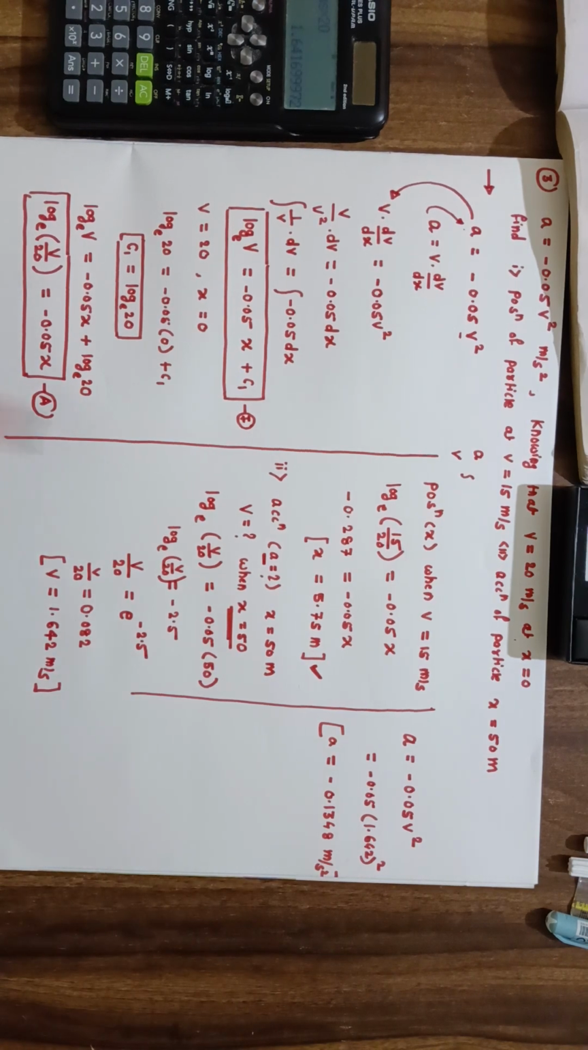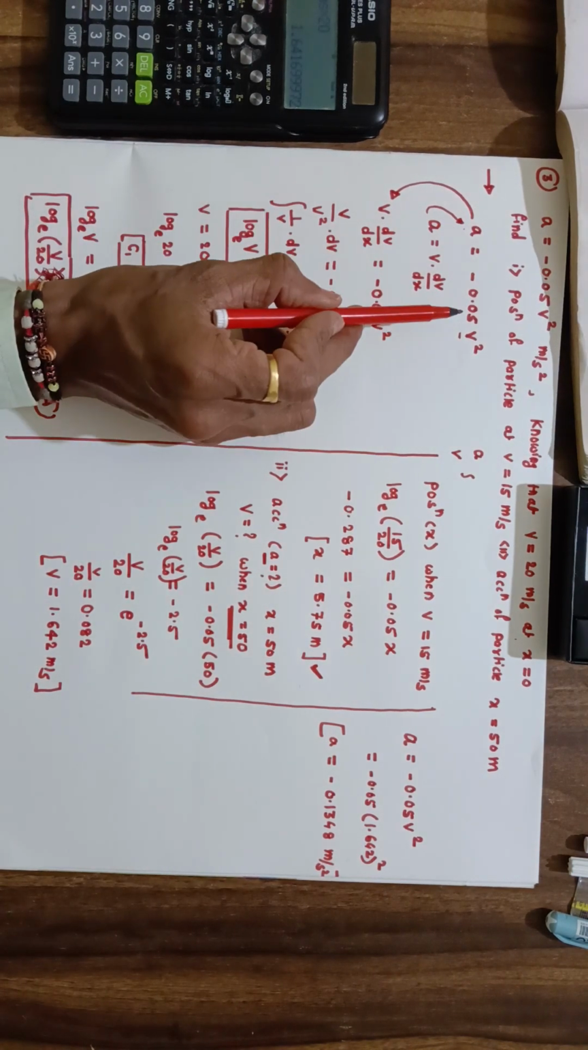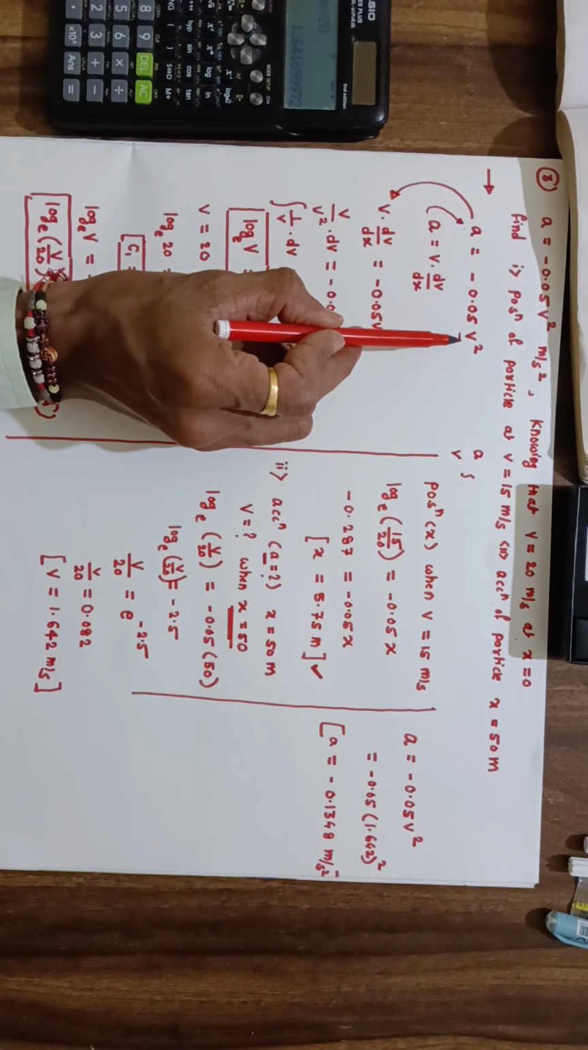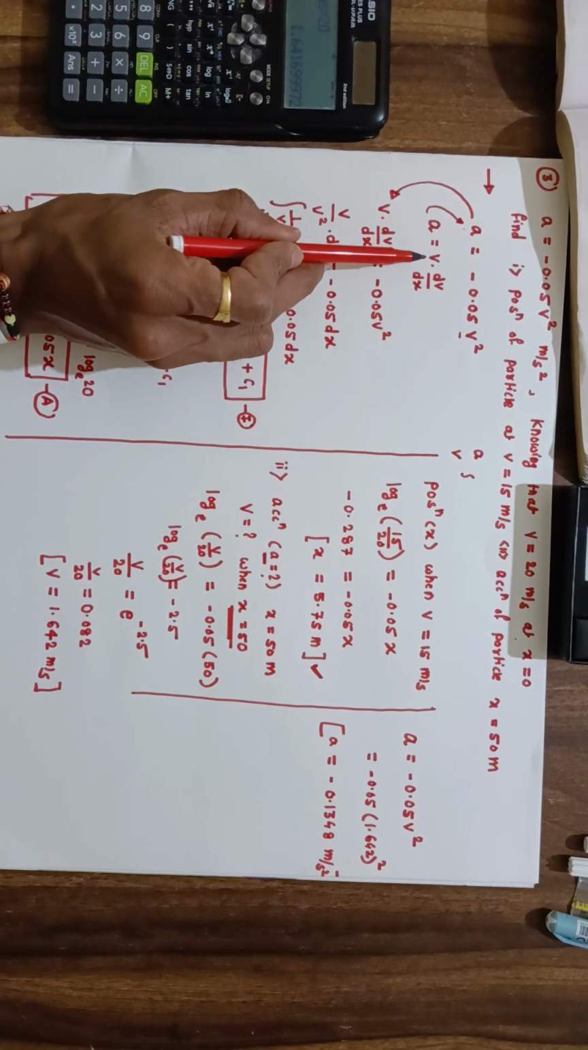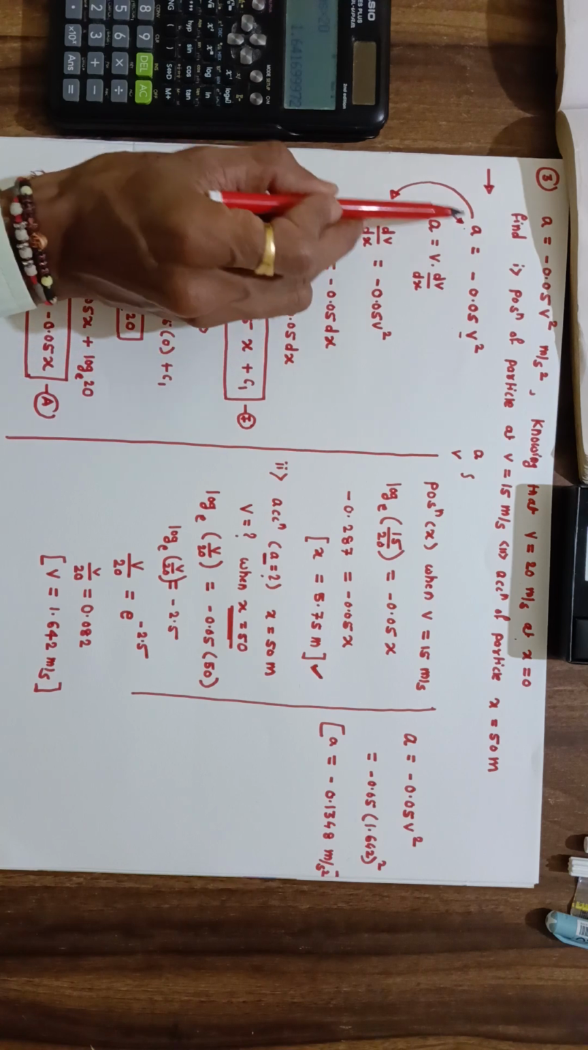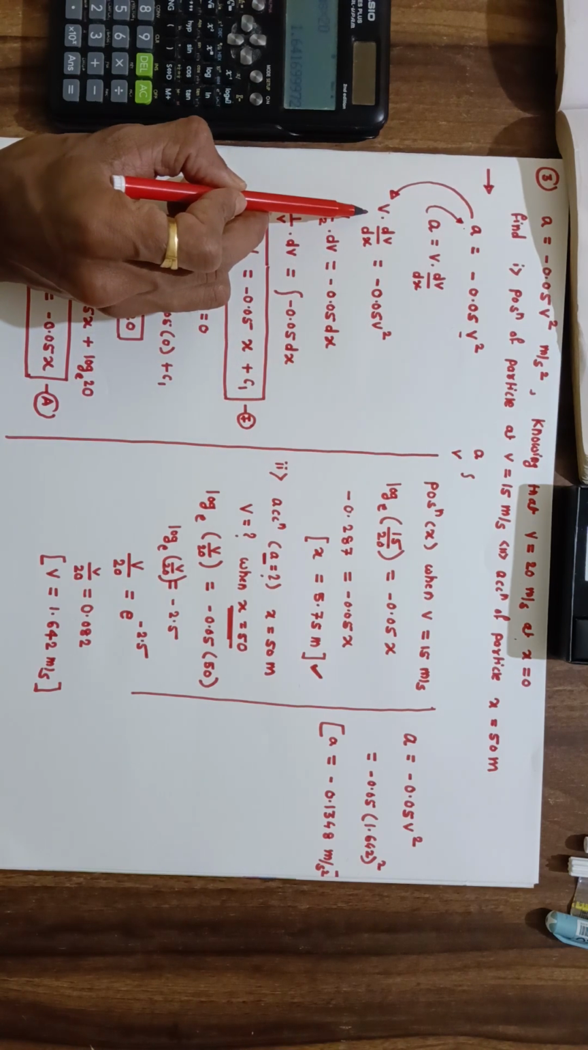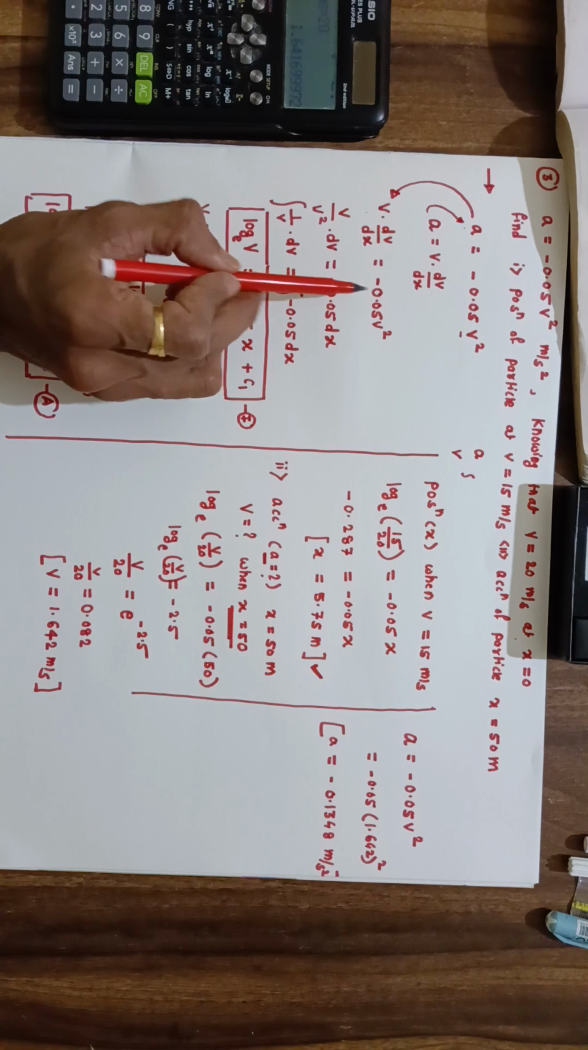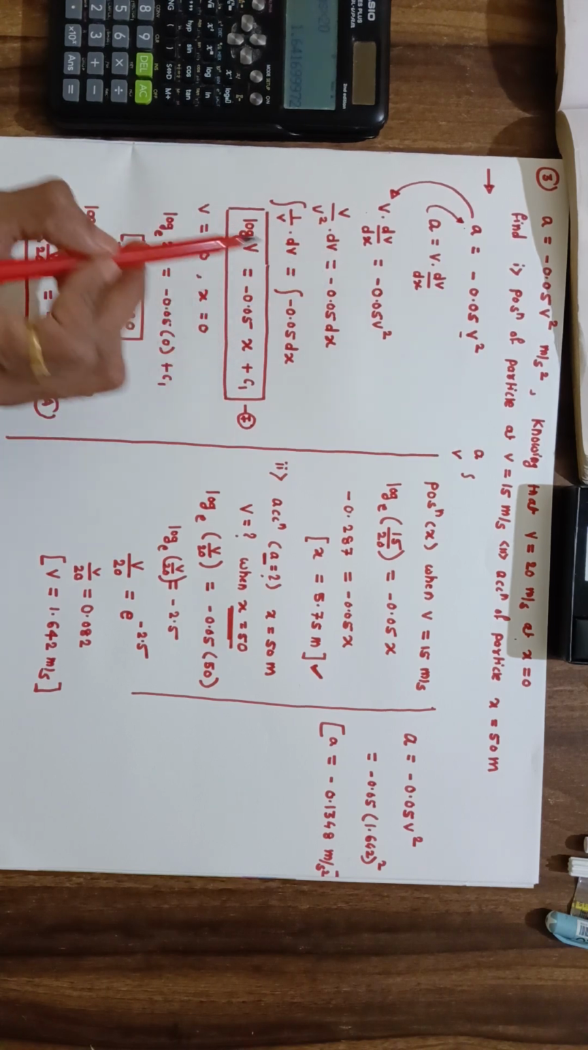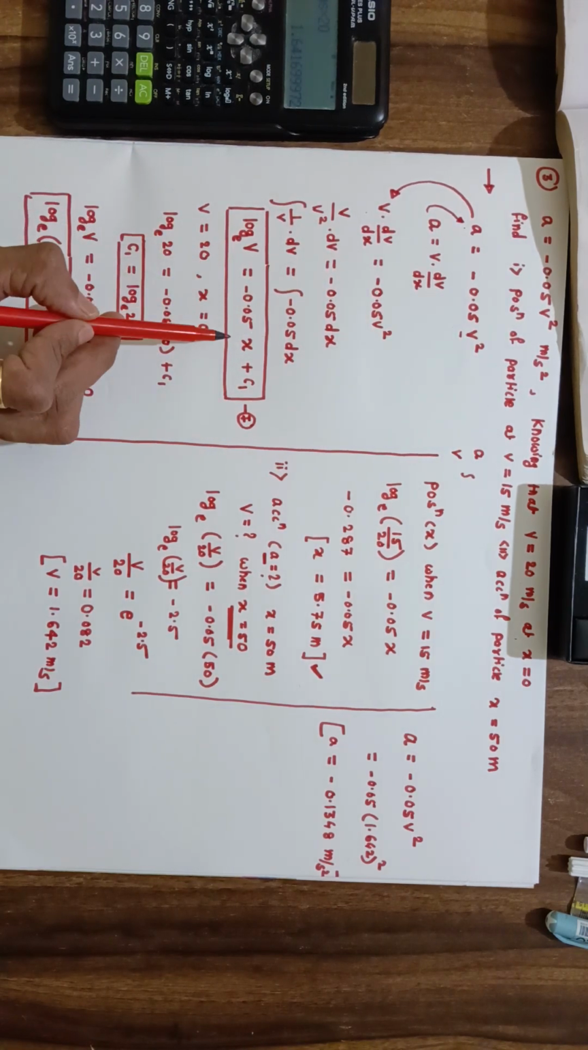So if the equation of acceleration is given as a function of v, then use the formula a equal to v into dv by dx. Replace this acceleration by that formula, and then use the variable separation. And then integrate the equation, we will get the equation for velocity.